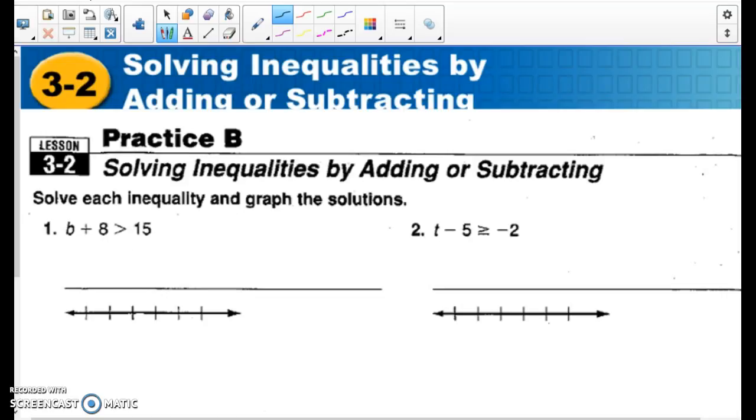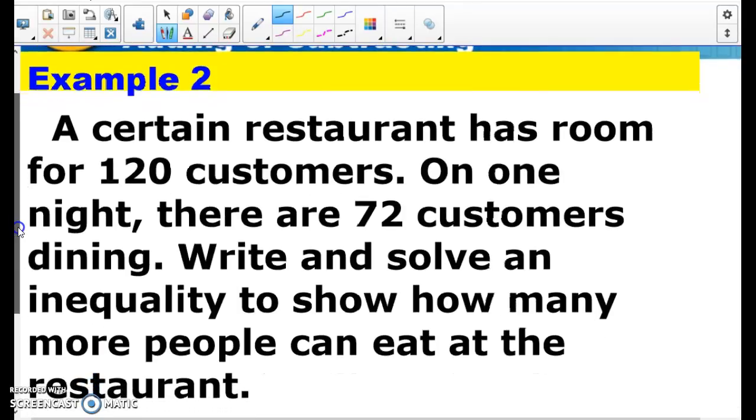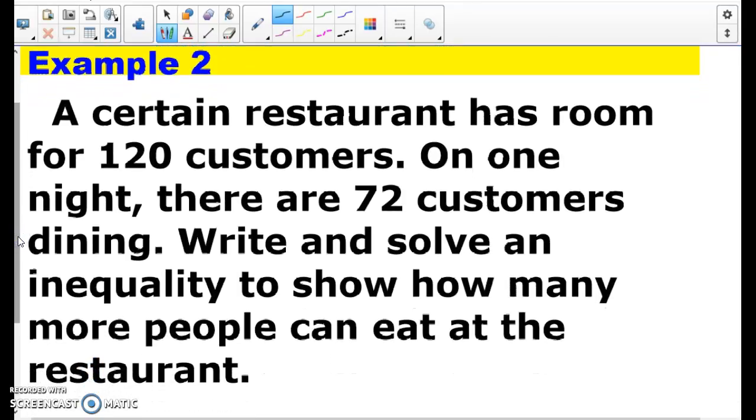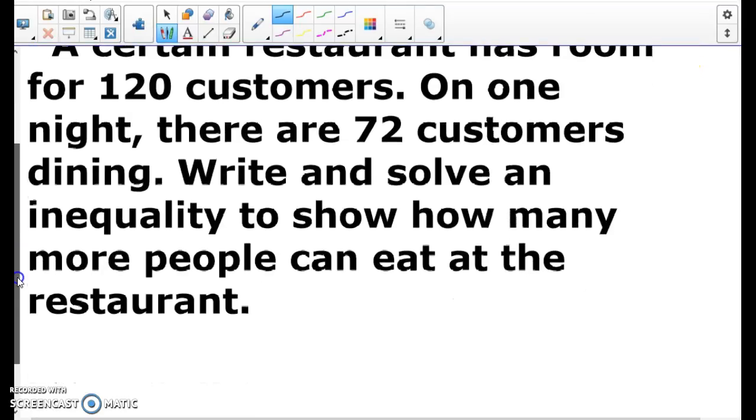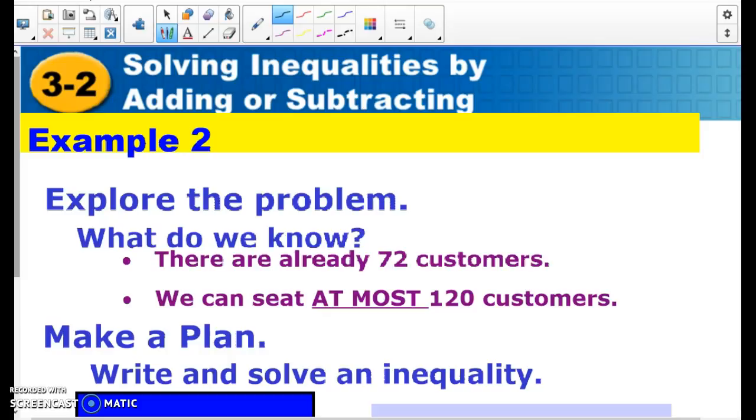Okay, sometimes when I would use this, if we're talking about like a restaurant, has room for 120 customers. One night there are 72 customers dining. Write and solve the inequality to show how many more people can come to the restaurant. Okay, you want to see, especially with max capacity, same thing with like elevators or even like classrooms, we can't have more than so many people in there.